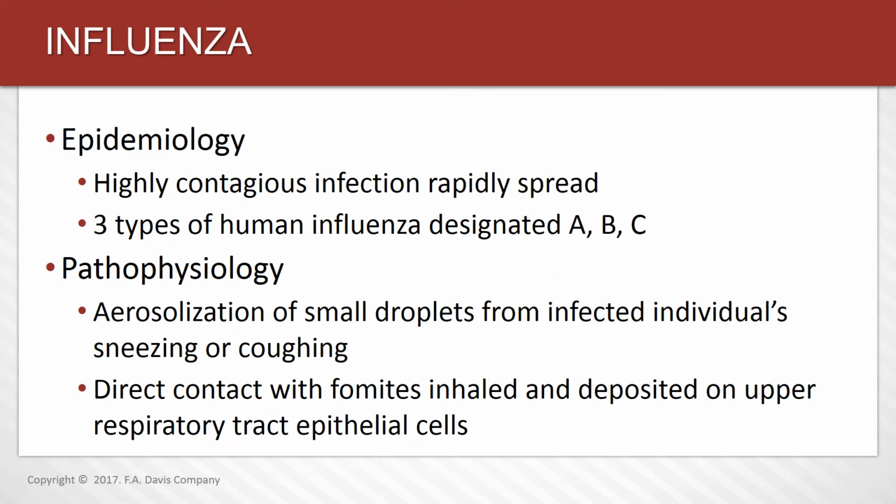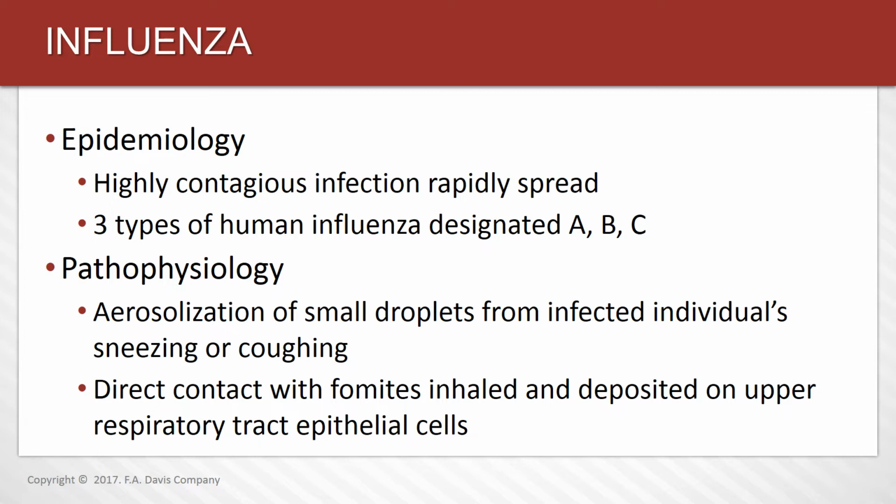So let's talk about one of the infectious conditions, influenza. Influenza is a highly contagious infection that spreads rapidly, and there are three types, A, B, and C. There are outbreaks of influenza, and these are tracked by the CDC, the Centers for Disease Control and Prevention. The extent and severity can vary among the different areas throughout the United States.